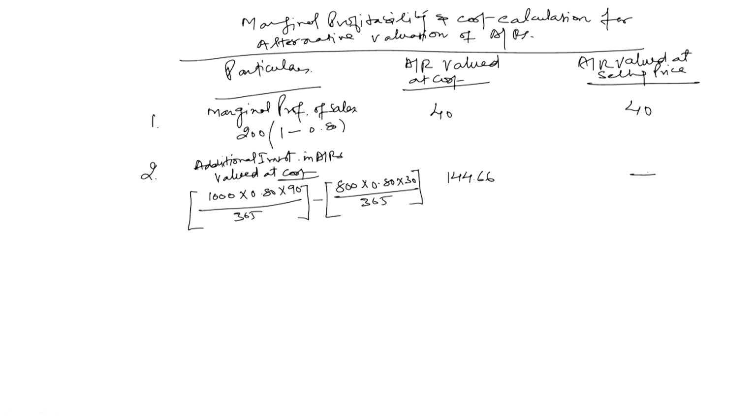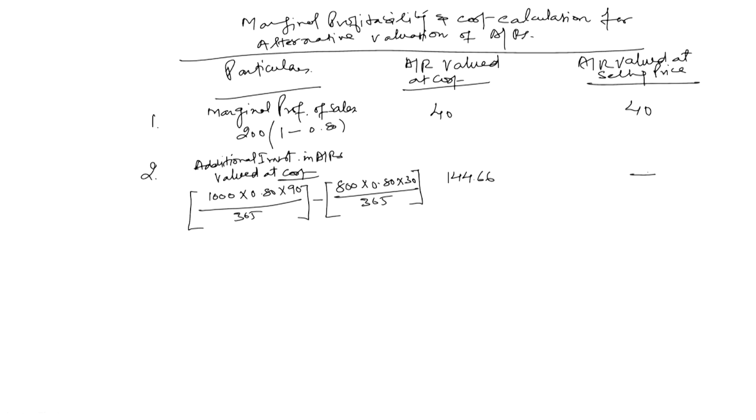So, additional investment in accounts receivables valued at cost is this much, because the first effect of the additional sales is going to be on accounts receivables. We were selling at a credit period of 1 month earlier. Now we will be selling at a credit period of 3 months. So, when you are increasing the credit period from 1 month to 3 months, certainly your investment in the accounts receivables is going to increase. So, first we have to work out how much additional investment we are going to make if we are valuing the receivables at cost.